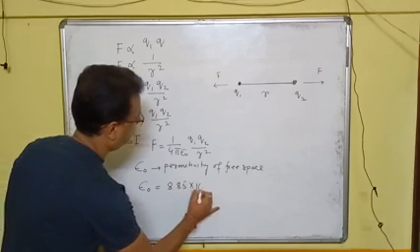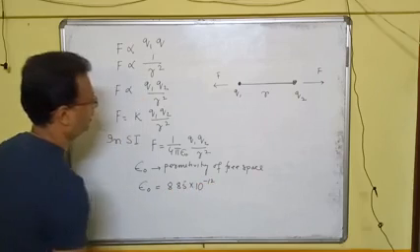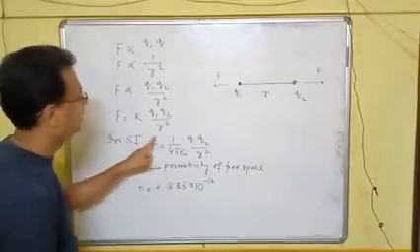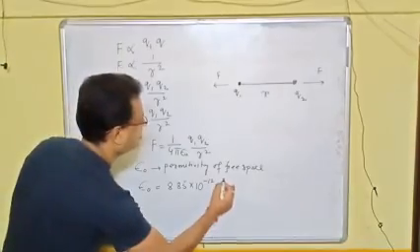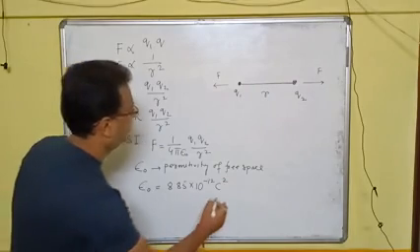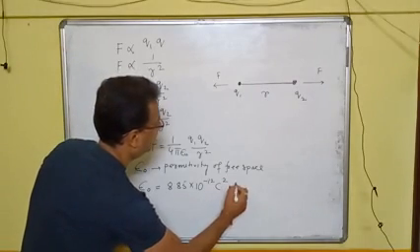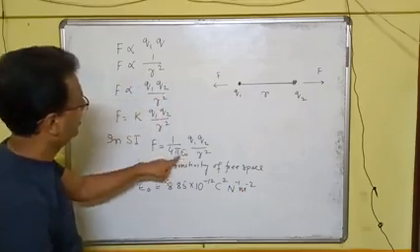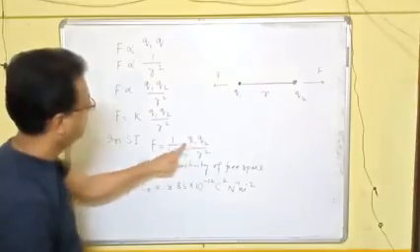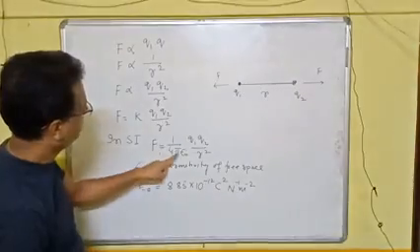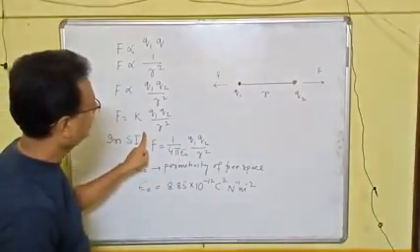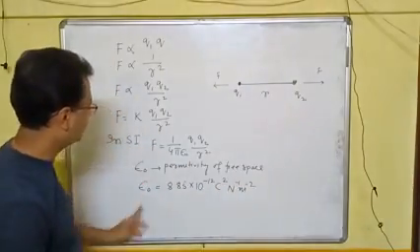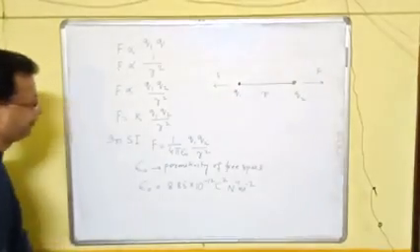This epsilon naught in SI unit has a value of 8.85 into 10 to the power of minus 12, and if you want to write the unit, epsilon naught goes upwards, so it becomes Coulomb square per Newton per meter square. That's the value of epsilon naught.